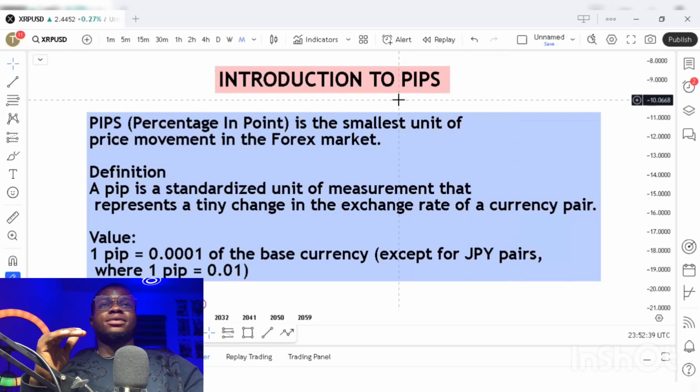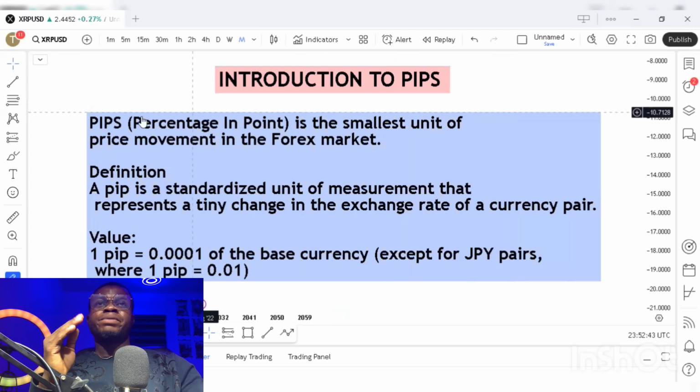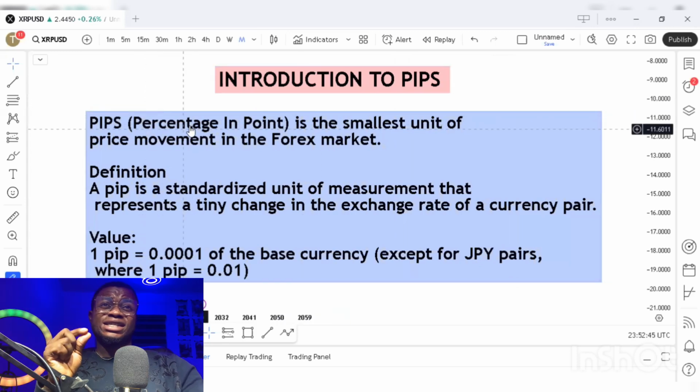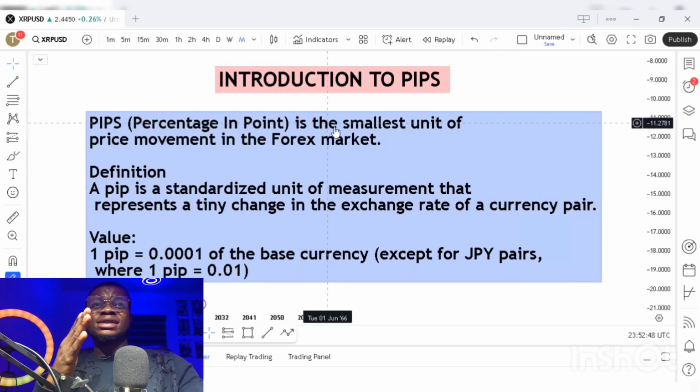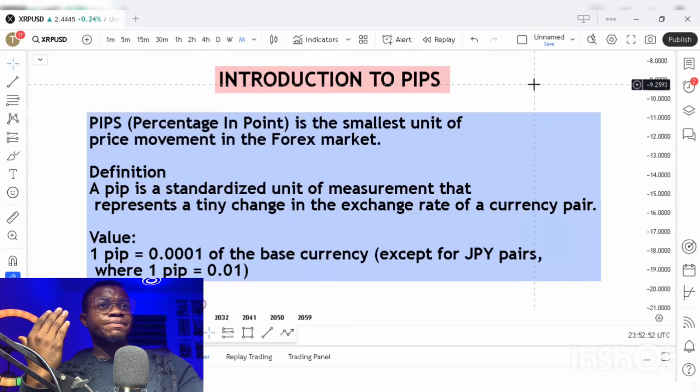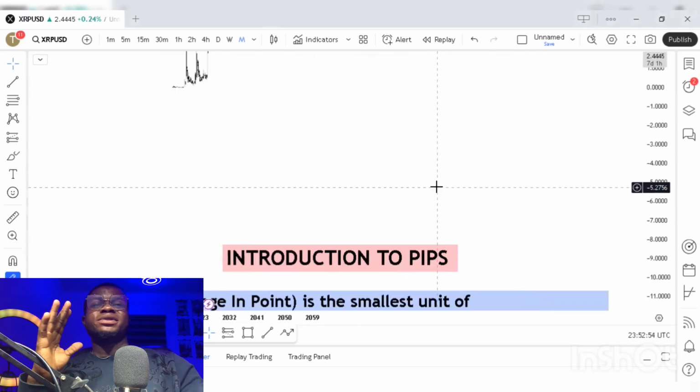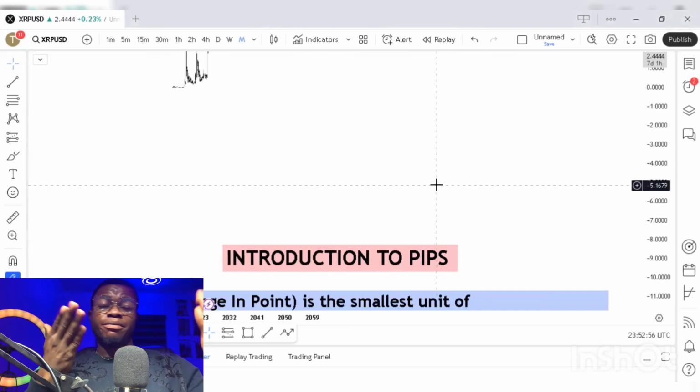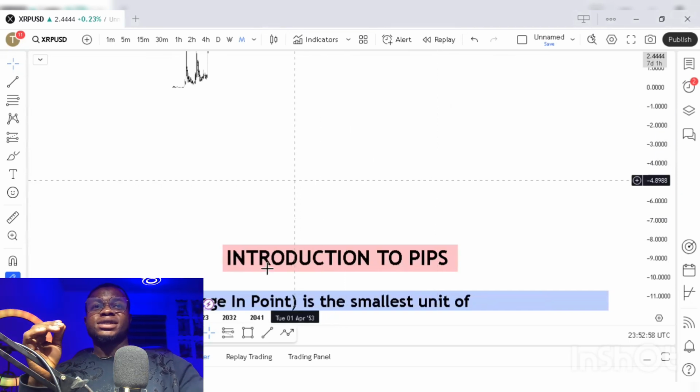So let us start with an introduction to pips. Pip is an acronym of percentage in point. It is the smallest unit of price movement in the forex market. So what this simply means is pips is how you measure the movement in the price market. So that's the smallest movement.